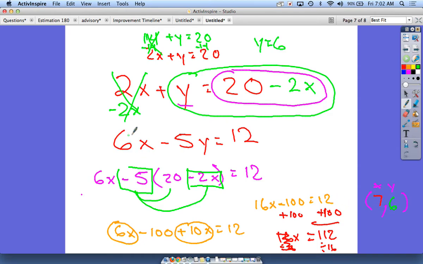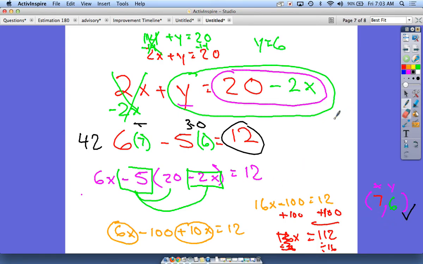Again, remember, come back to one of these equations and try both of these to make sure you're right. I mean, you should leave every single problem knowing whether you're correct or not. You really should know that. So what I'm going to do is I'll just erase this x right here, and I will put 7 in for it. And I will erase this y, and I will put 6 in for it. And then this turns into a simple problem here. 6 times 7 is 42. 5 times 6 is 30. 42 minus 30 equals 12. So we know we got that problem correct.